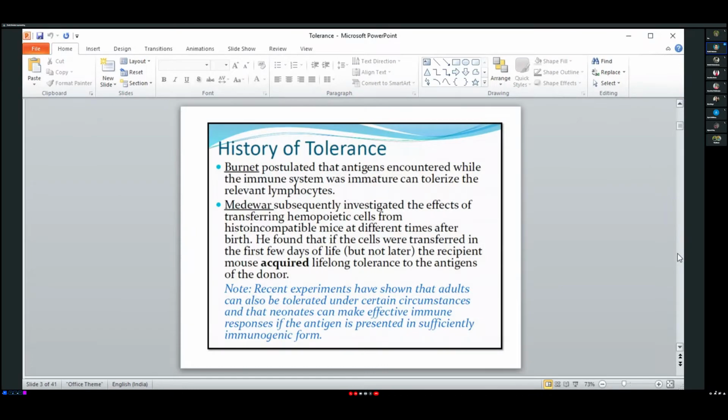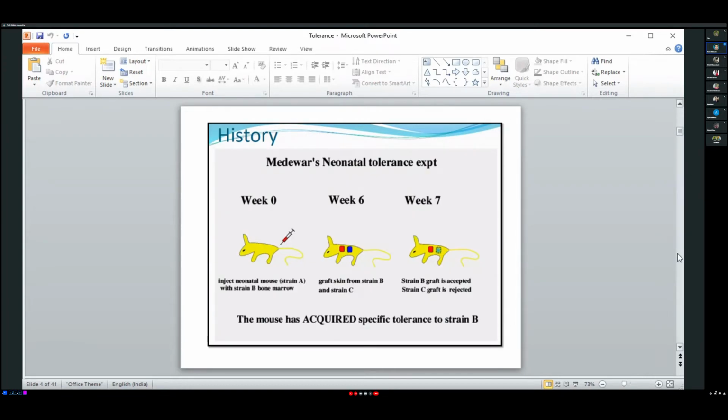Now, there was a great experiment. I have discussed Tonegawa's bombshell in VDJ joining. Now I am going to discuss the great experiment by Barnett and Medawar. Please try to understand what they have done. This experiment is known as the neonatal tolerance experiment. Please look at the scheme.